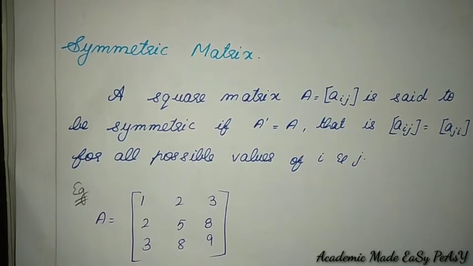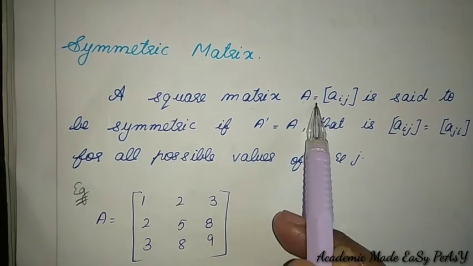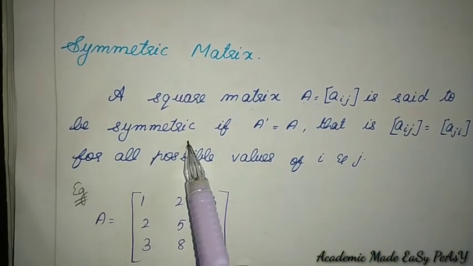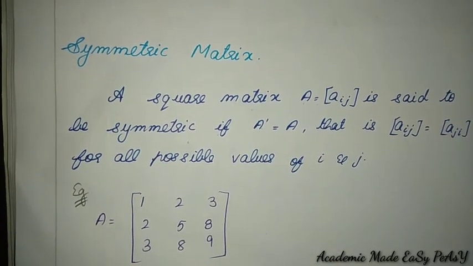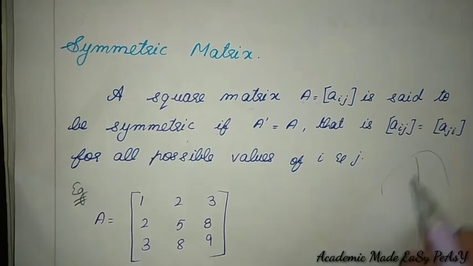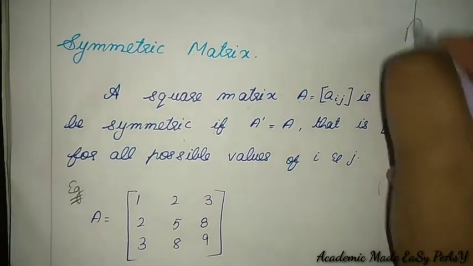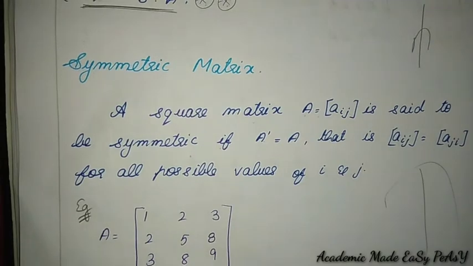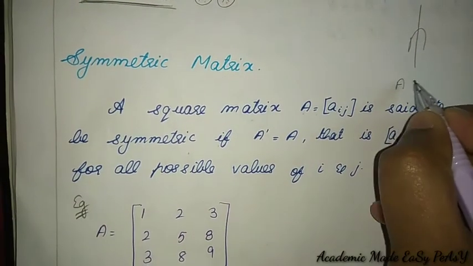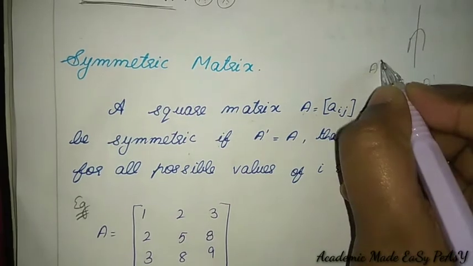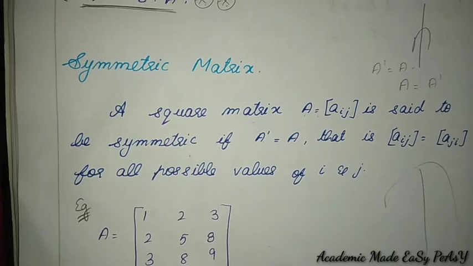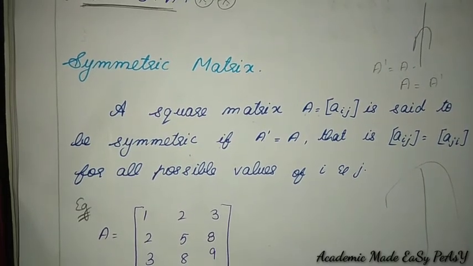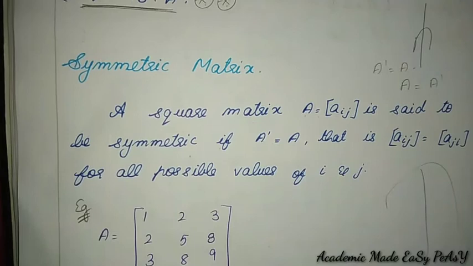So first let's learn about symmetric matrix. A square matrix A = [aij] is said to be symmetric if A' = A. Symmetric means what? If we cut into half, it is the same. One thing can be cut into two equal halves. It's just like that. So they are saying that A is equal to A transpose. Both sides should be equal. That is what they are saying in the symmetric matrix.